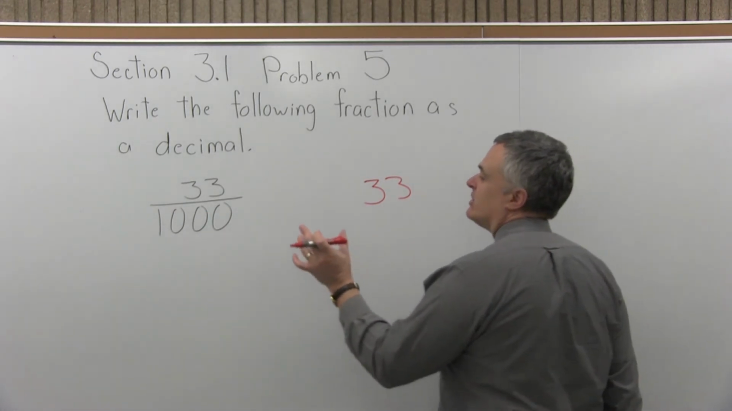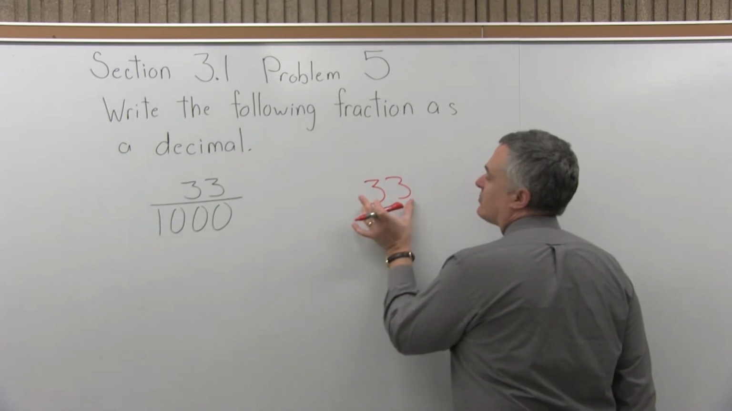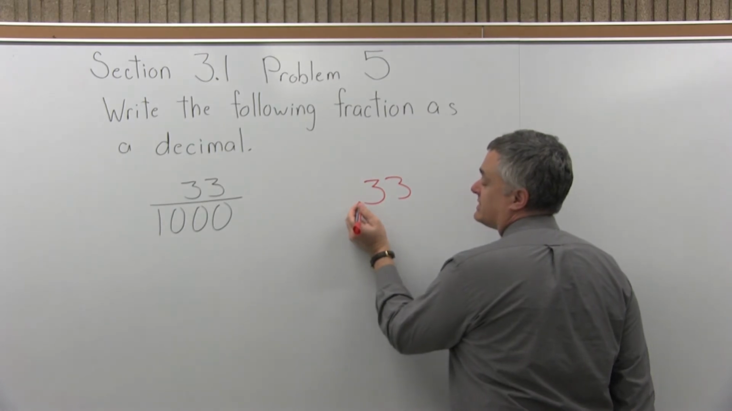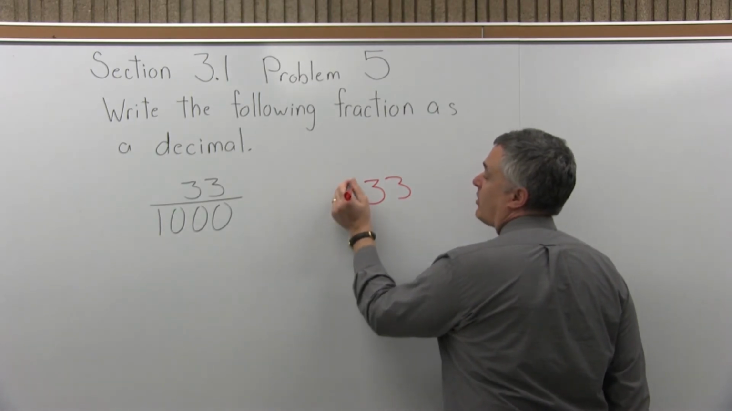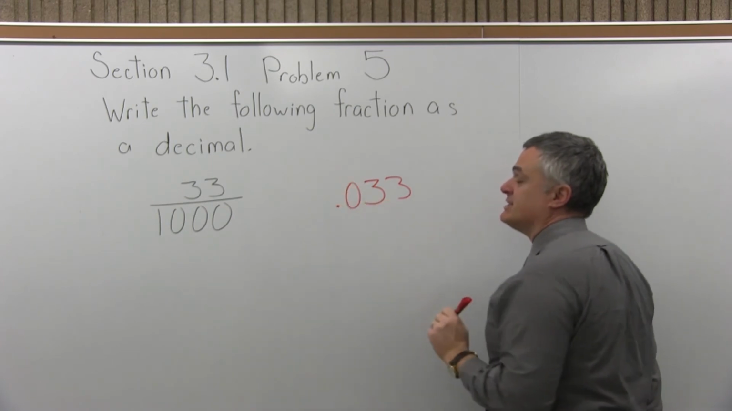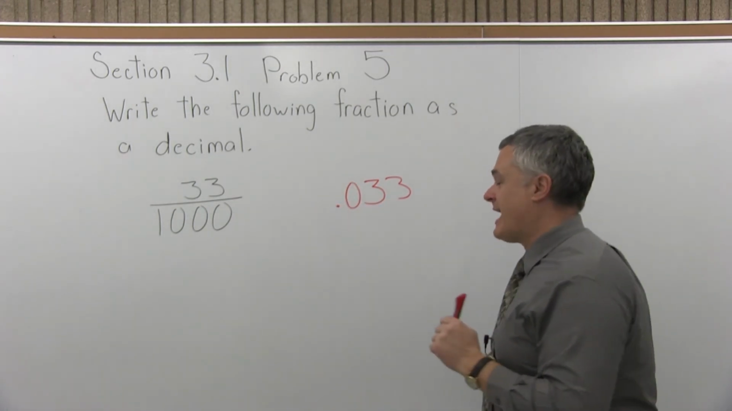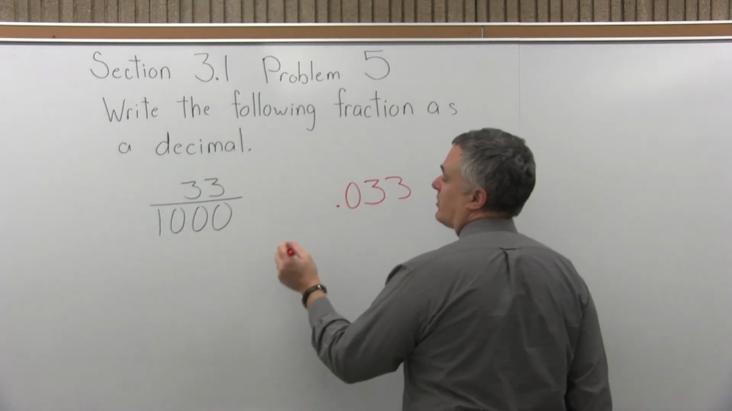My fraction has 3 zeros in it. I need to have 3 places after the decimal. So if I start with a decimal right in front of the first 3, I only have 2 places. So I have to come over one more spot and fill that with a 0. So it'd be 0.033. That's equivalent to 33 over 1,000.